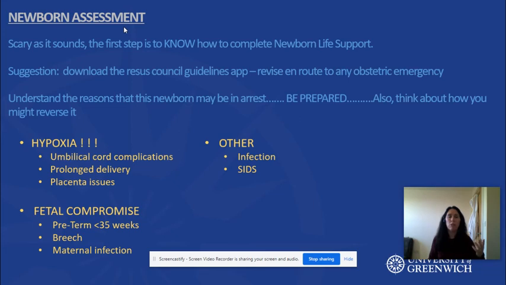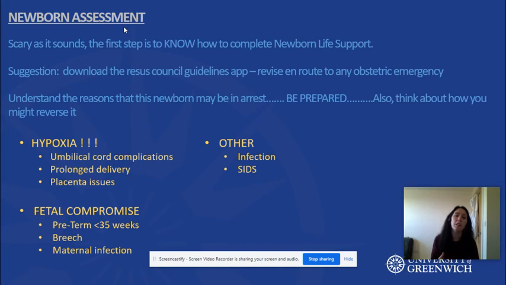And if the mum's really, really unwell, you could have a baby that is birthed being very, very unwell as well. So we do have a section on newborn sepsis, things to look out for. But I think you guys are getting pretty hot on sepsis and septicemia anyway.